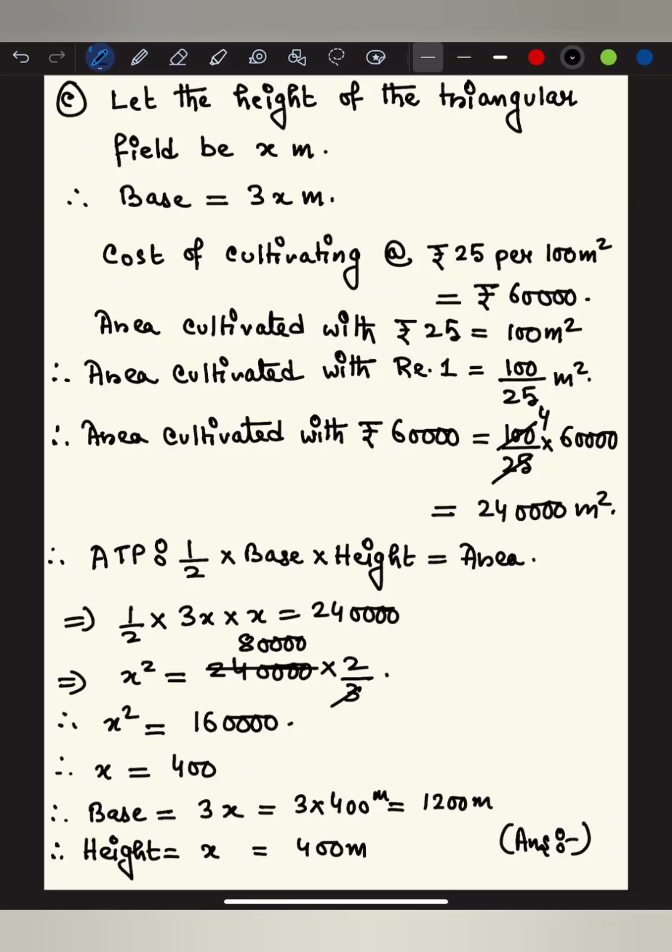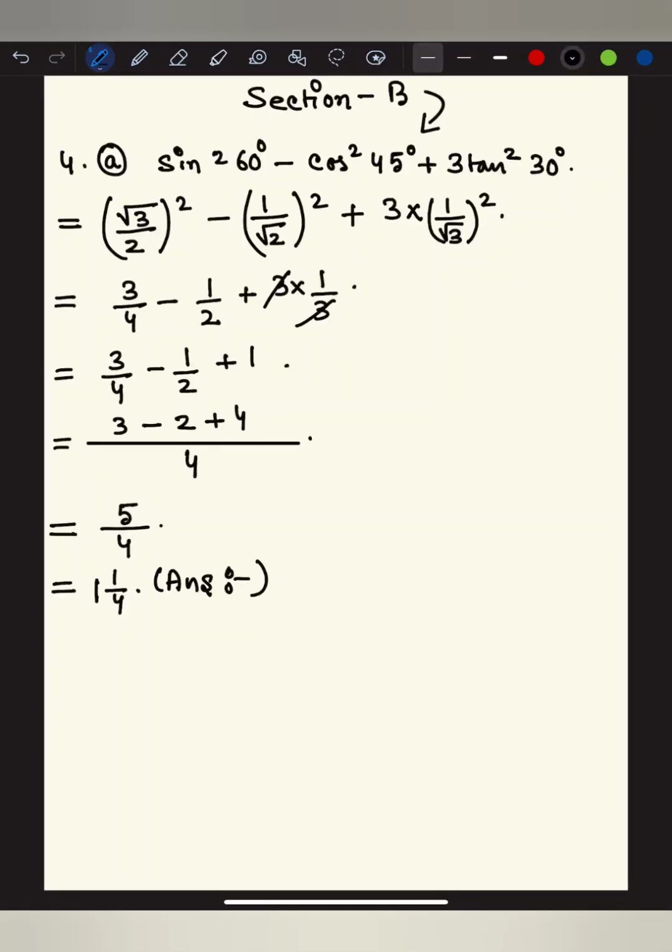Understood? Okay, now let's come to section B. Question number 4, subpart A. Find the value of sin square 60 degree minus cos square 45 degree plus 3 tan square 30 degree. So sin 60 is root 3 by 2. Therefore sin square 60 degree will be root 3 by 2 whole square, minus cos 45 degree is 1 by root 2, so cos square 45 degree will be 1 by root 2 whole square, plus 3 tan square 30 degree. Tan 30 means 1 by root 3.